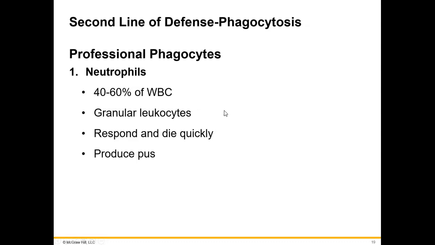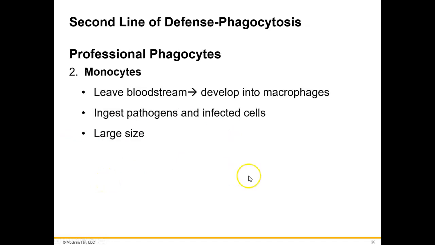So a lot of times their little dead bodies tend to pile up in the pus that is produced at an infection or a site of infection. So a lot of times the main component of pus is all these neutrophils. Another type of phagocyte are monocytes.